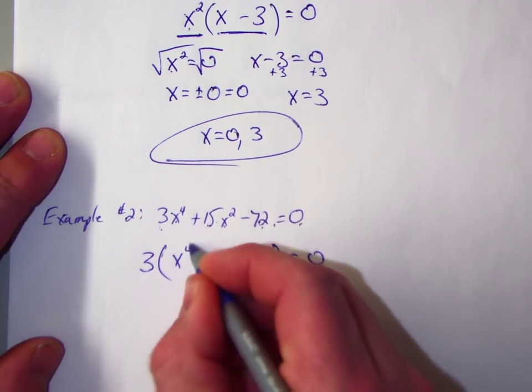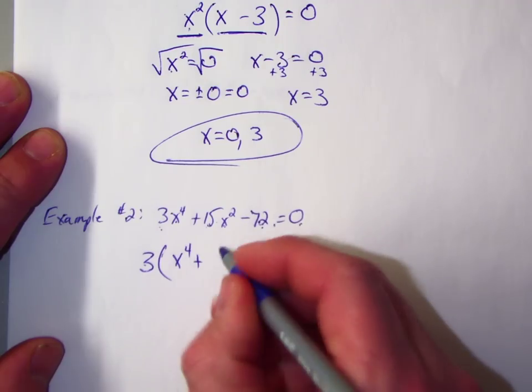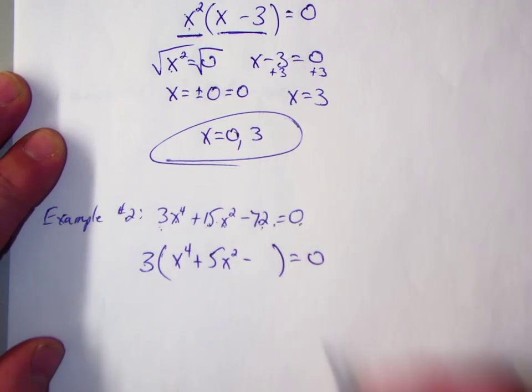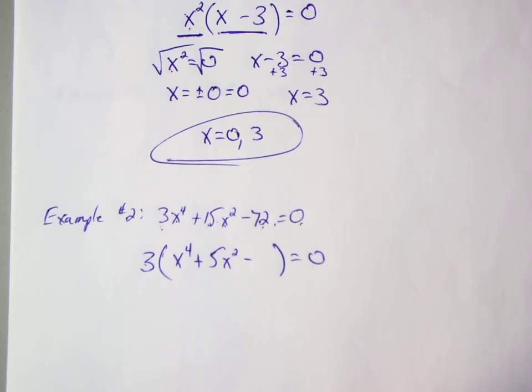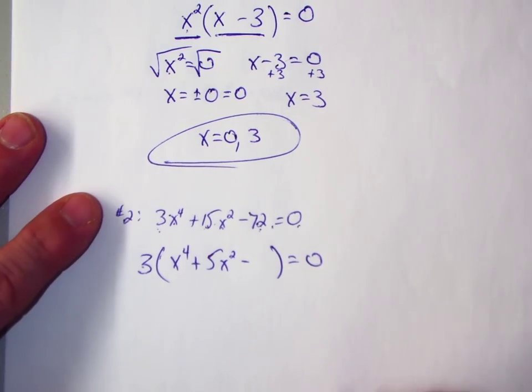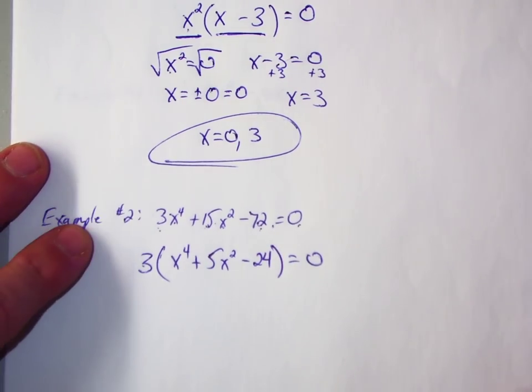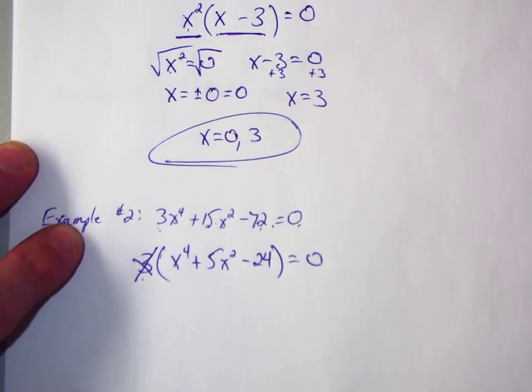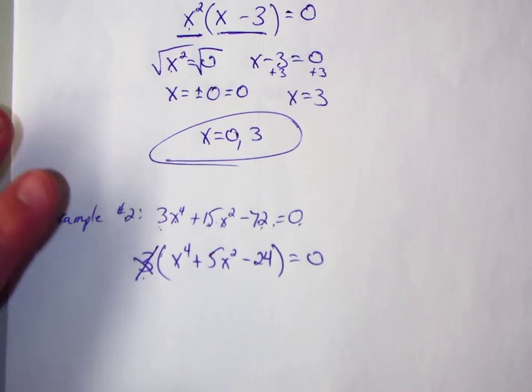So I get x to the 4th. 15 divided by 3 is 5. And then 72 divided by 3 is... get out the old handy calculator, and I think we get 24. All right. Now this does not have a variable with it, so we can ignore that. We don't need that anymore.